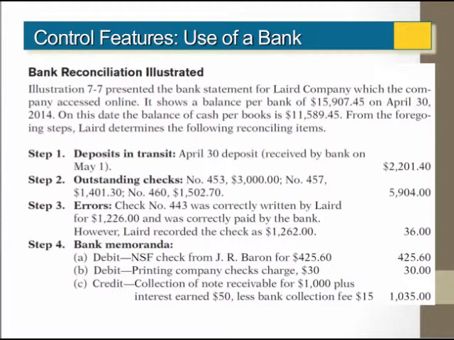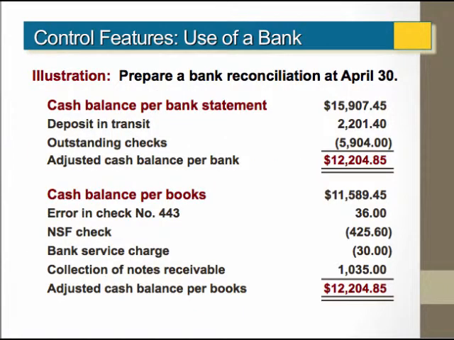So now you have the information for the two columns. The balance per bank, $15,907. The balance per book, $11,589. You take the four steps and put them in the proper columns to determine what the bank reconciliation should look like. So this is what the reconciliation should look like.